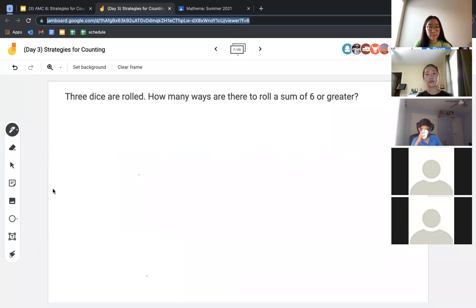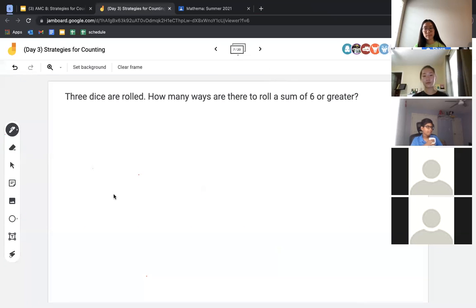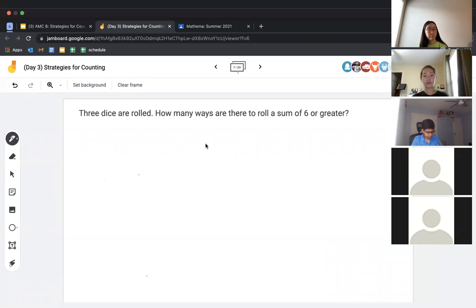So 3 dice are rolled. How many ways are there to roll a sum of 6 or greater? We're kind of going back. This one isn't a sticks and stones problem. This one is the complementary counting one. So try to remember how to do that. You just find the opposite first. Once we get a couple of answers, I might try to call on some of you to explain how you got your answer if it's correct.